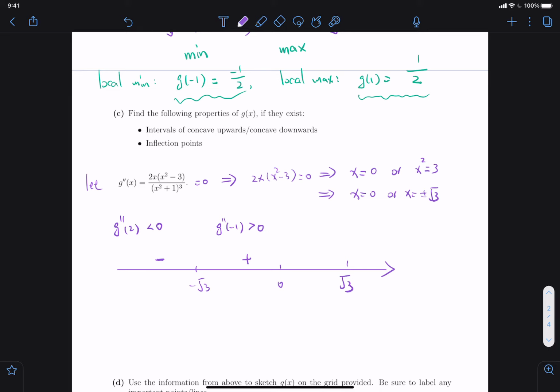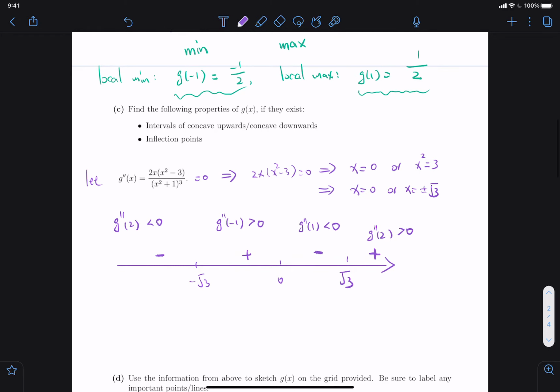And next we're going to plug in g double prime of 1, right? Similarly, the x is positive. This should be negative, because this part is negative, while this part is positive. And finally, we plug in g double prime of 2 and see that that is going to be positive. Okay, so this is negative, positive. And then we have concave down, concave up, concave down, and concave up. Just like that.